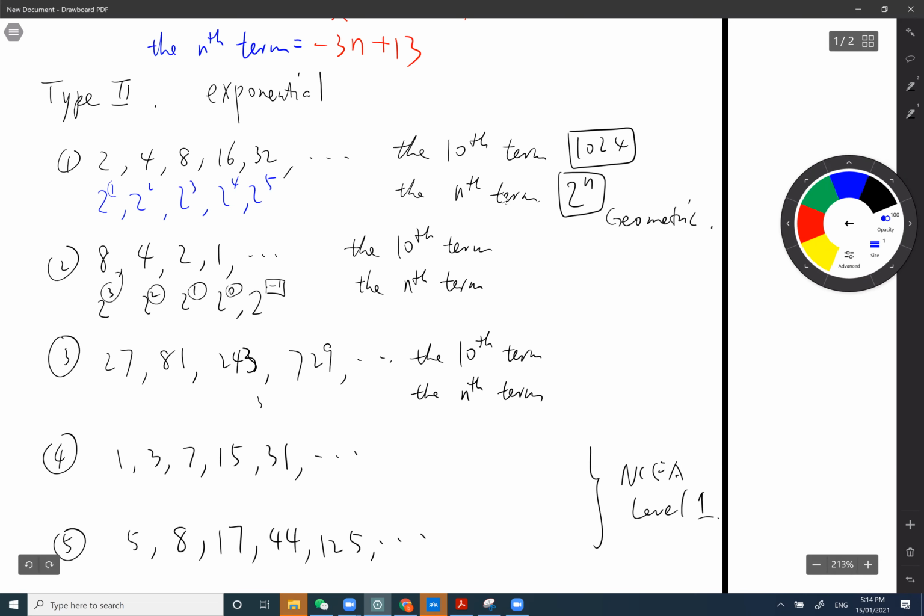The first one is 2 to the power 1. The second one is 2 to the power 2. That means the nth one is 2 to the power n. The 10th one, just 2 to the power 10.